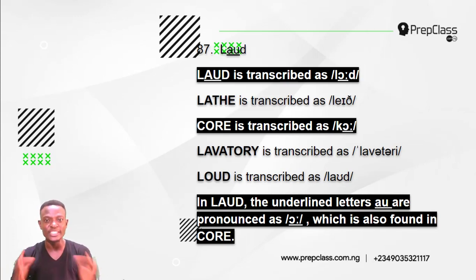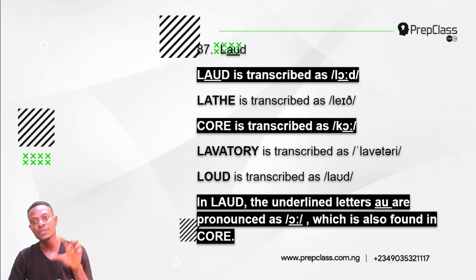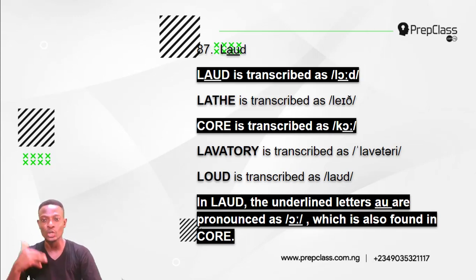Now, Lord is transcribed as shown on the screen. Where we have the AU in Lord, we have the sound O. Now option A, lathe. Lathe is transcribed as shown on the screen. The answer to this question is option B, core. Core is transcribed as shown on the screen. Now, in Lord and core, we have the sound O. Look at the screen, the transcription of Lord and core, we have the same sound O.